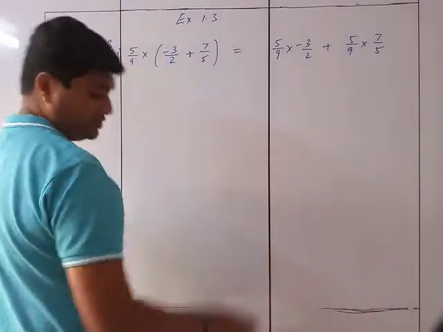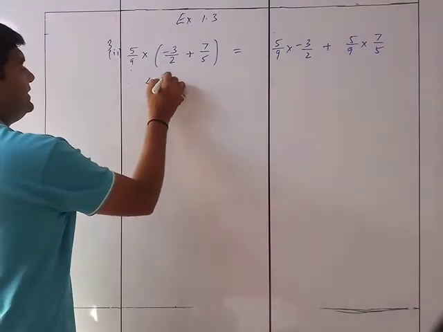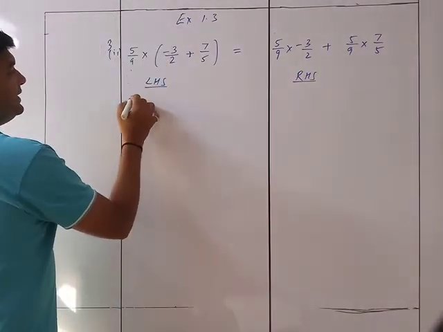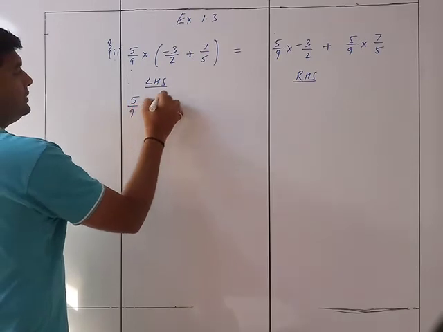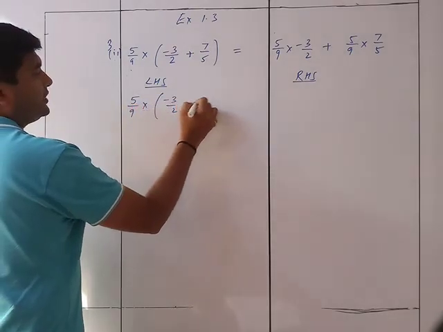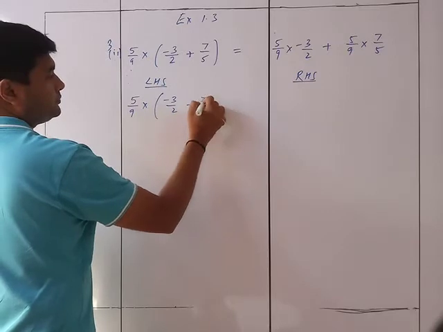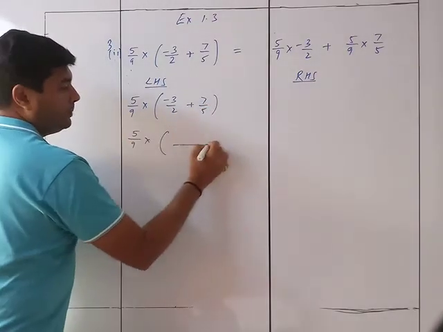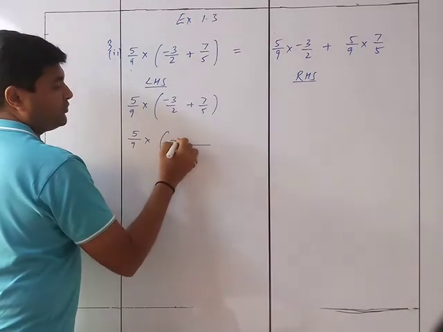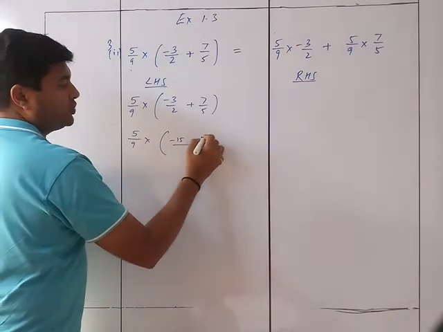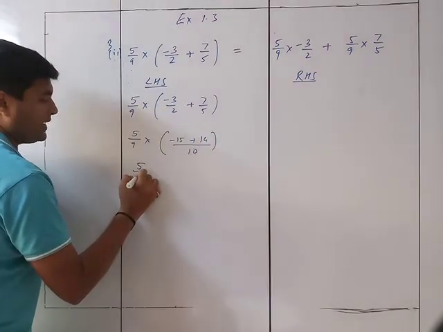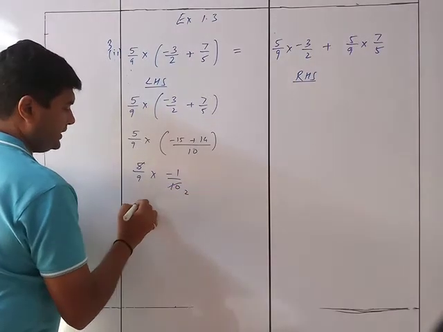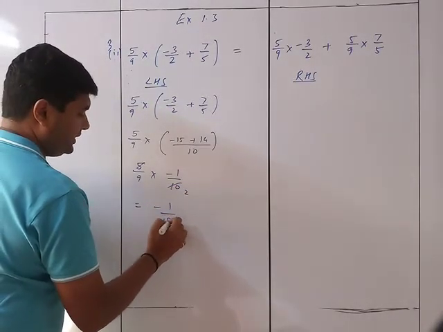We have over here, first of all, LHS, left hand side, and RHS, right hand side. The left hand side is 5 upon 9 into, now this is minus 3 upon 2 plus 7 upon 5. LCM will be 10, so it will be 5 upon 9 into, multiply by 10. This is going to be multiplied by 5, so minus 15, and this will be multiplied by 2, so 14. So it will be 5 upon 9 into minus 1 upon 10. 5 ones are 5, 5 twos are 10, it is going to be minus 1 upon 18 as the answer.